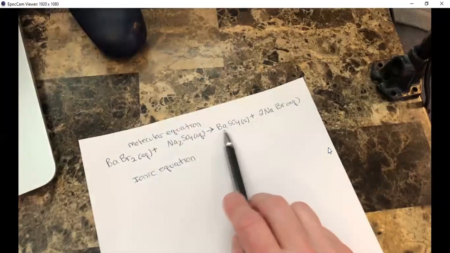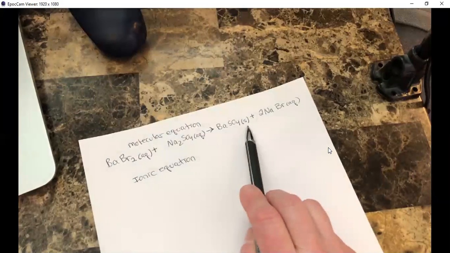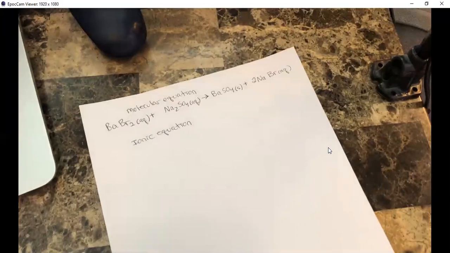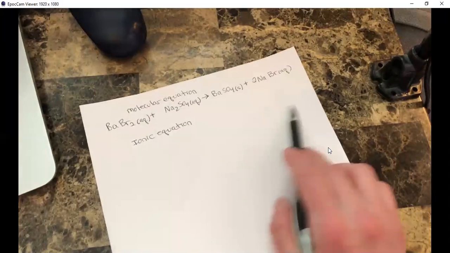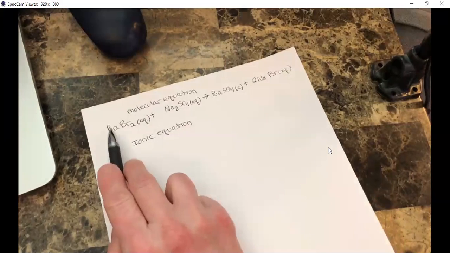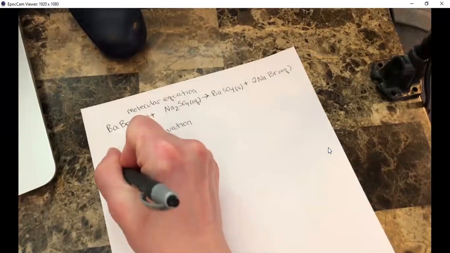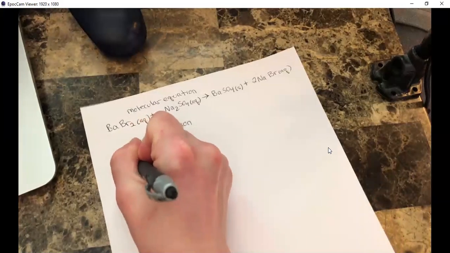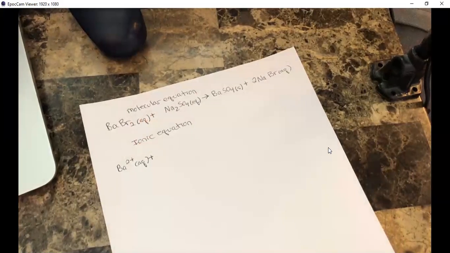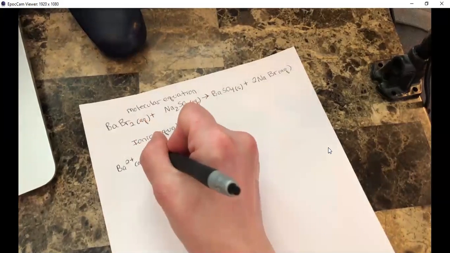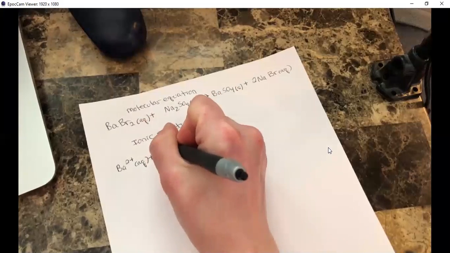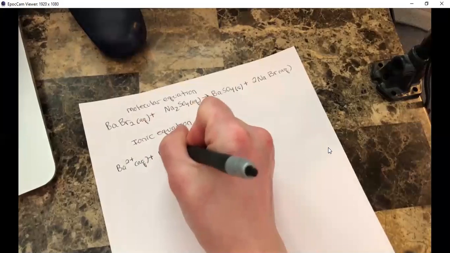Okay, so the only one we're not breaking apart is the barium sulfate because it's a solid. It forms a precipitate. Okay, so we're going to look at breaking apart everything else into the ionic equation, and then we'll take it down one more step. So let's look at barium. Barium has a 2+ charge, and it's aqueous. Bromine has a minus charge, and it's aqueous.